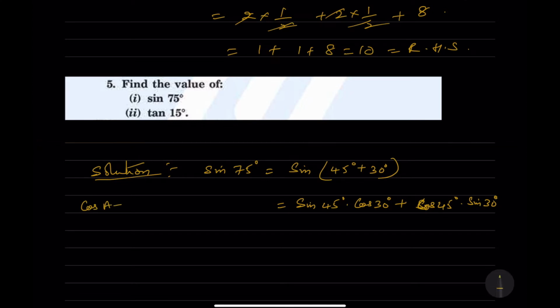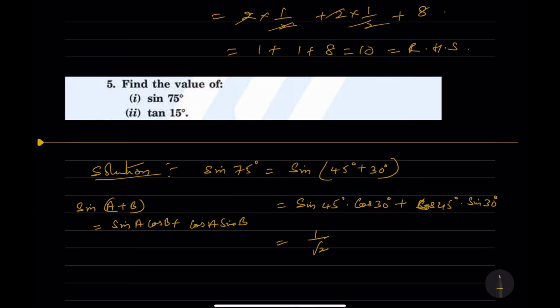Here I am writing the formula also. sin(A plus B) is equal to sin A cos B plus cos A sin B. So now substituting the values, sin 45 is equal to 1 by root 2, cos 30 is equal to root 3 by 2, plus 1 by root 2 into half.